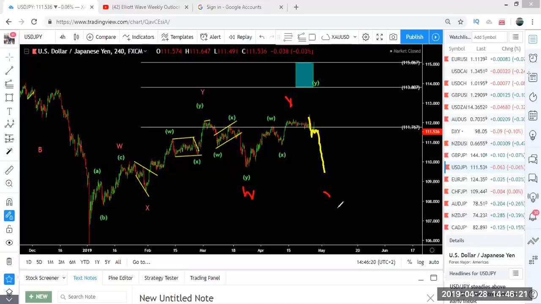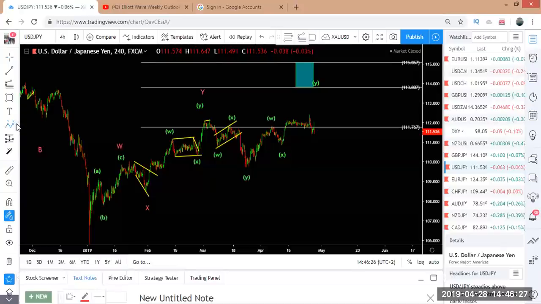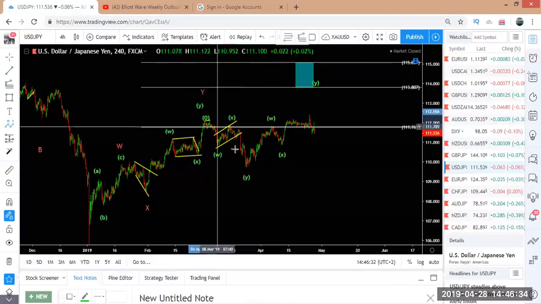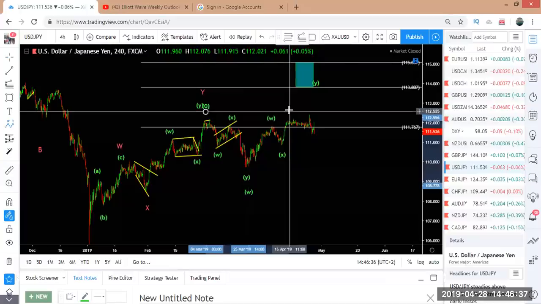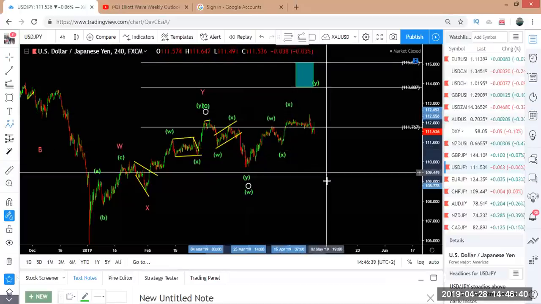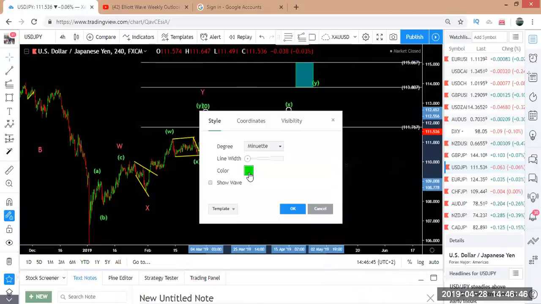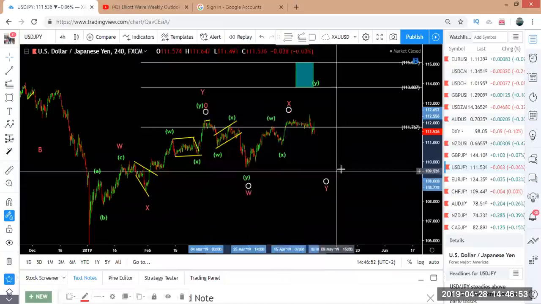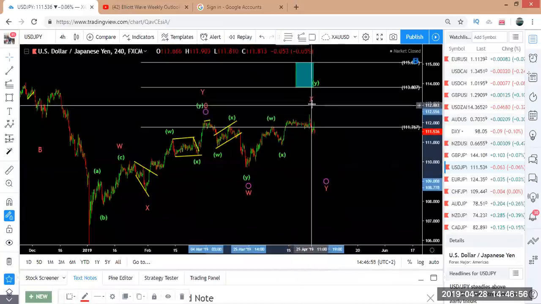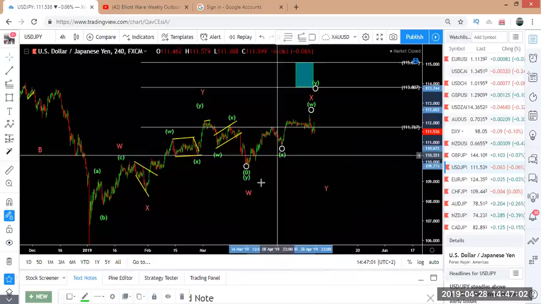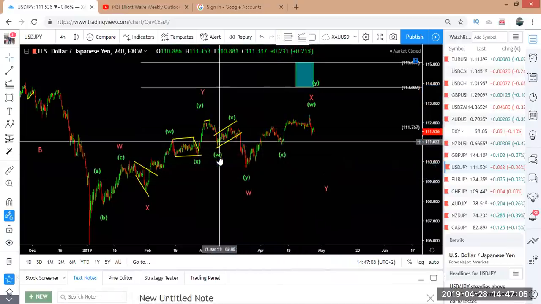W, X, Y in red. I must actually do this with the TradingView annotations. So let's update it here. We'll have this as a W, X, and a Y. Change this to red. Do it right now. That's red, and that's a minor degree. So for those still using MT, TradingView is very user-friendly, guys. You saw how long it took me to complete that. It was very quick. WXY.